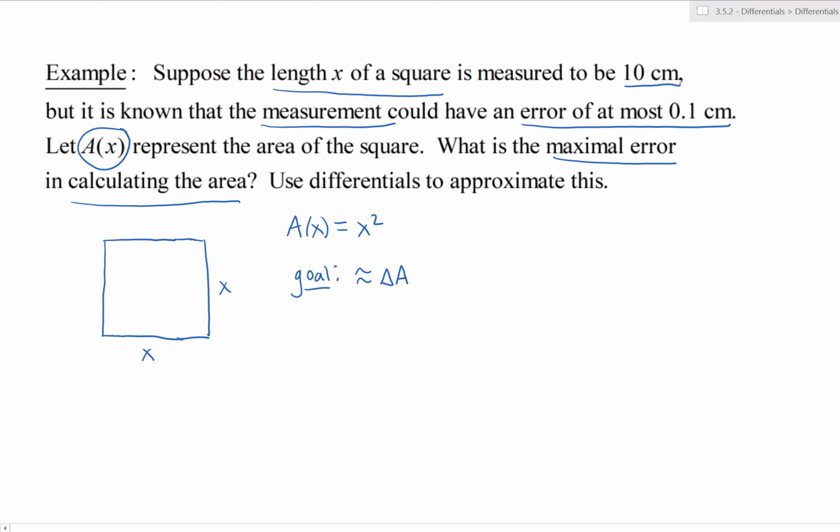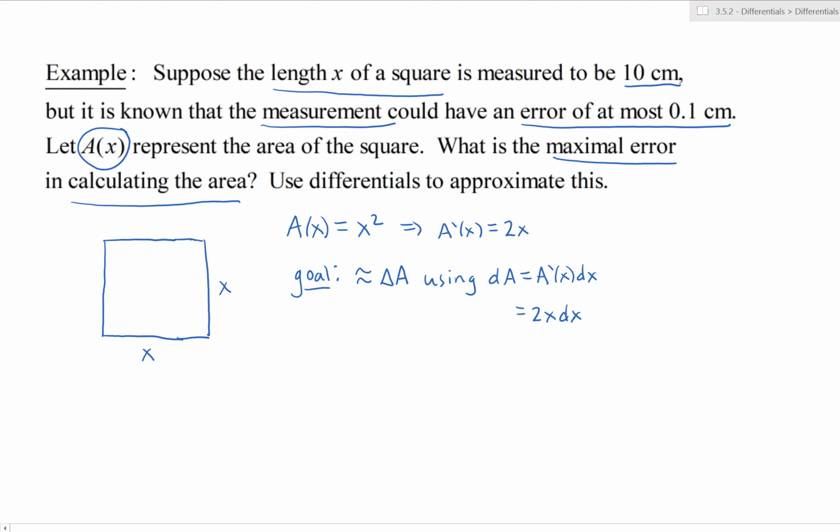What is the maximal area or maximal error in calculating the area using the differential in that corresponding direction, which in this case would be dA, the differential of the area. Now, up here, we know that the derivative of A with respect to x, A prime of x, is going to be 2x just by using power rule. And so it follows that dA, based on the formulas we were discussing a moment ago, should be A prime of x dx. In this case, that is going to be 2x times dx.